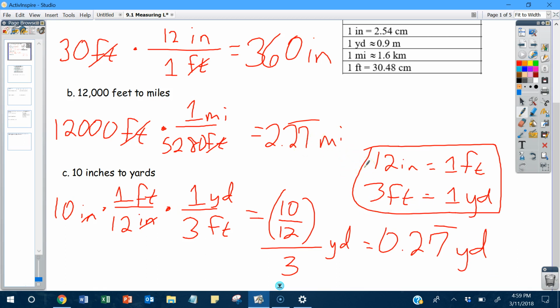But anyway, with this dimensional analysis method, you're able to convert from one thing using several of these conversions, making several unit fractions.